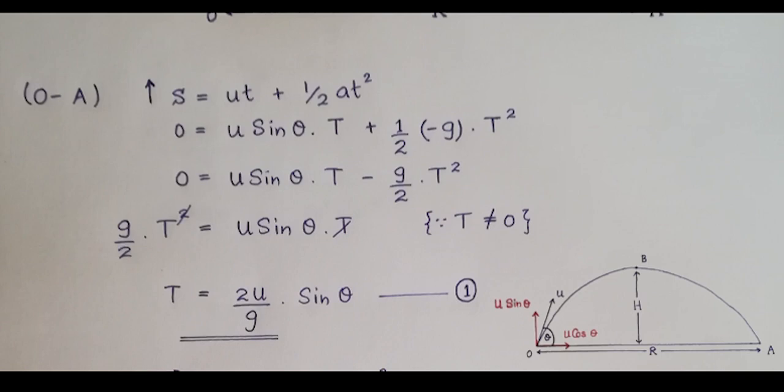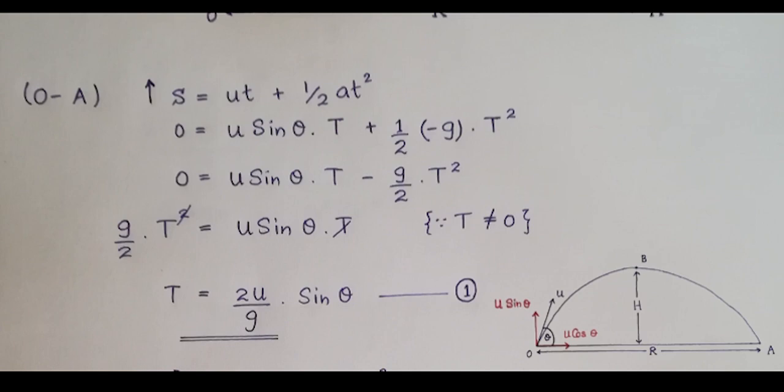What is the acceleration for this motion? It is only gravitational acceleration. Gravitational acceleration is acting downwards. Since I am putting this equation vertically upwards, I have to put minus g into T squared. When we simplify, we can cancel T on both sides. You have to mention T is a time, therefore it is not equal to 0. Therefore I can cancel T on both sides. Then I get capital T as 2u over g into sin theta. I label it as equation 1.